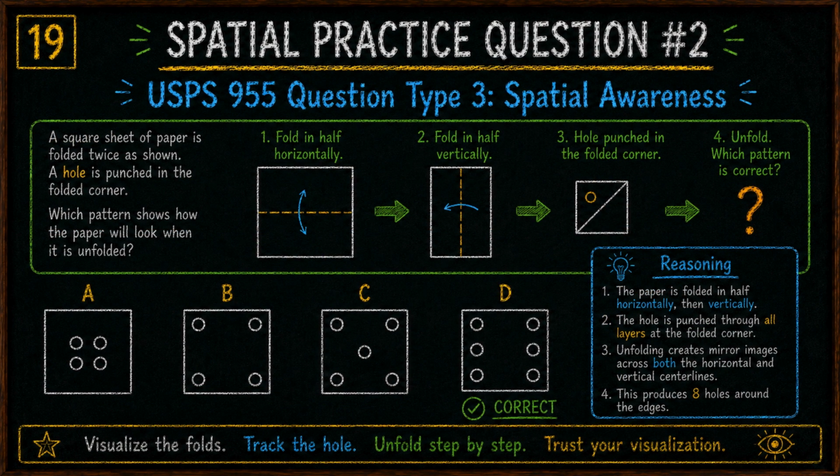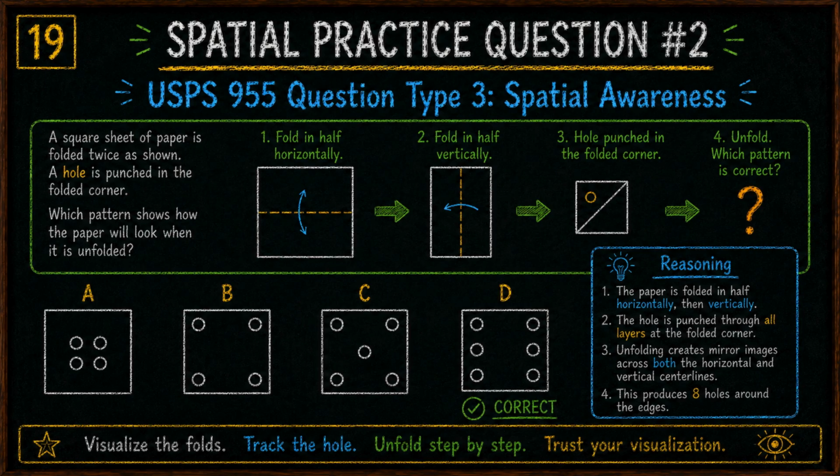Slide 19 is a paper folding question. The question says a square sheet of paper is folded twice. First, it is folded in half horizontally. Then, it is folded in half vertically. A hole is punched in the folded corner. The question asks what pattern appears when the paper is unfolded.